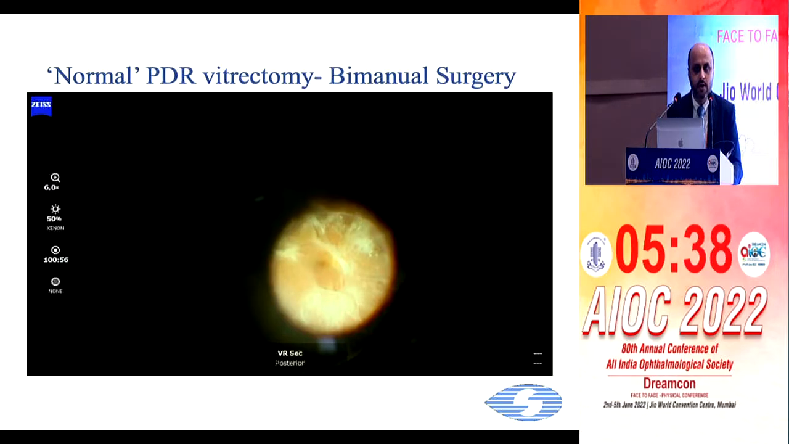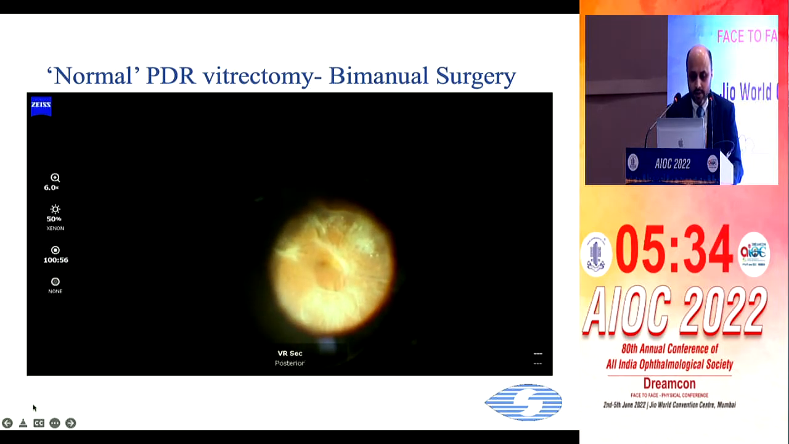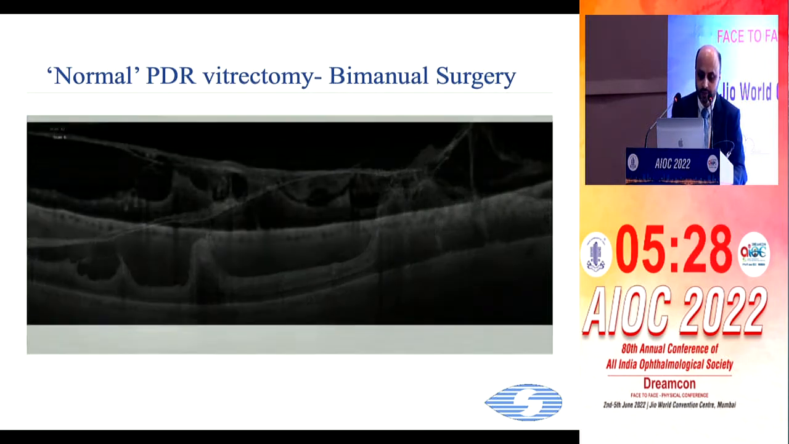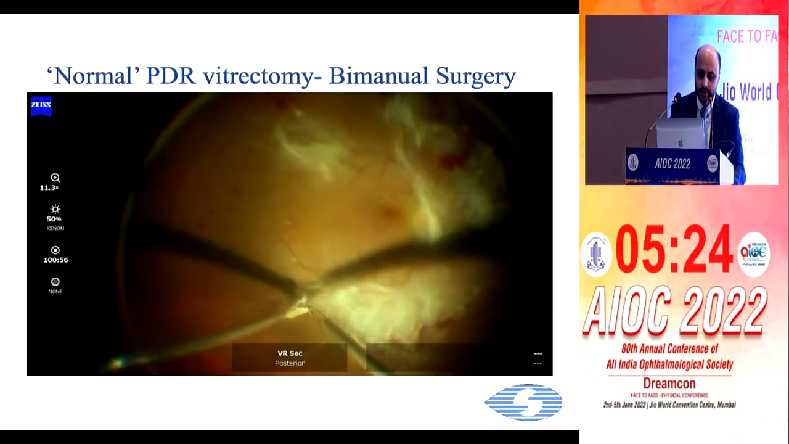Now coming to the next component, which is bimanual surgery. I think bimanual surgery helps us a lot using cutter forceps or cutter scissors. In this case, we studied the anatomy on a swept-source OCT pre-operatively, and you can see these vascular nails of connection and also the anterior and the posterior leaves.